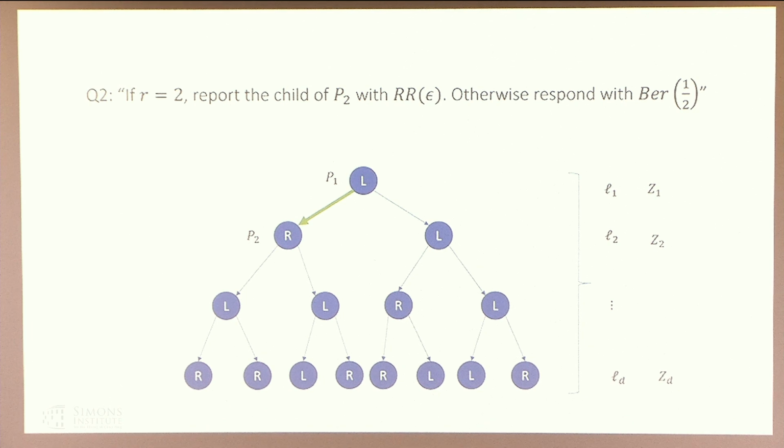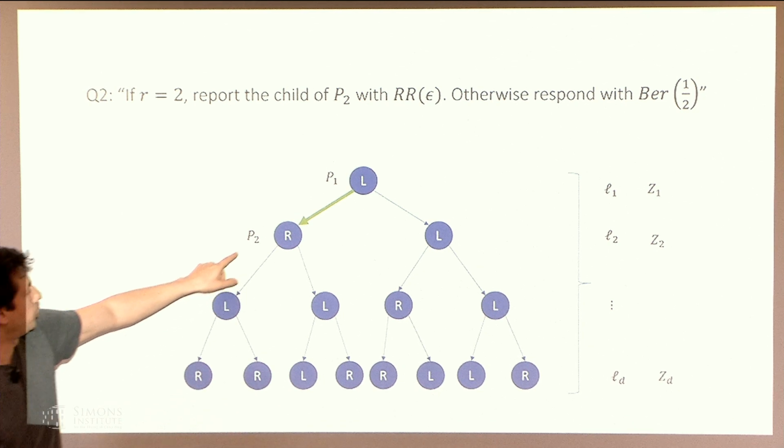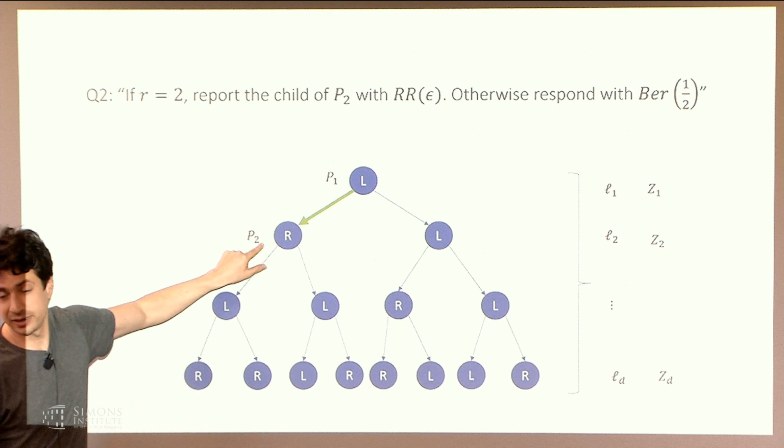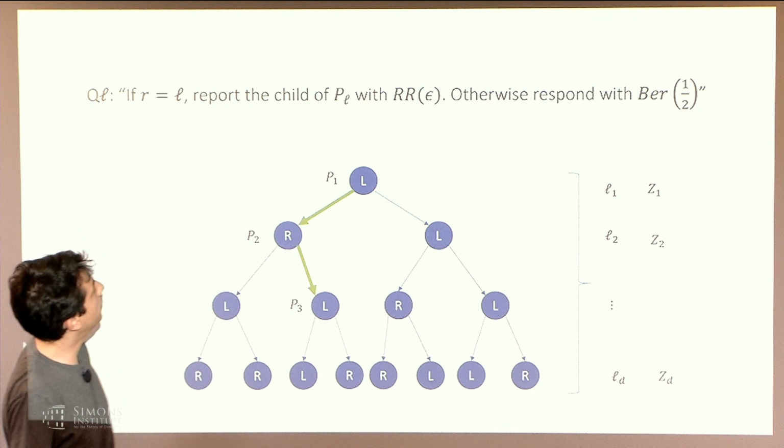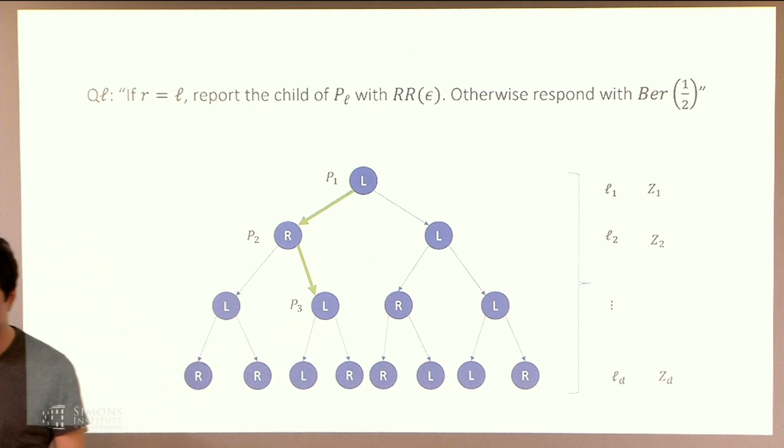So in the second round, hopefully I've learned the first edge down this tree, and so now I ask, if you happen to be at the second level, then tell me who your child is with randomized response. If you're not at the second level, again, I don't know who is and who's not, flip a coin. More generally, I'm going to continue in this way, and assuming we've succeeded up until now, I'm going to ask you at the Lth round, if you're at the Lth level, report the child of PL with randomized response. Otherwise, flip a coin.